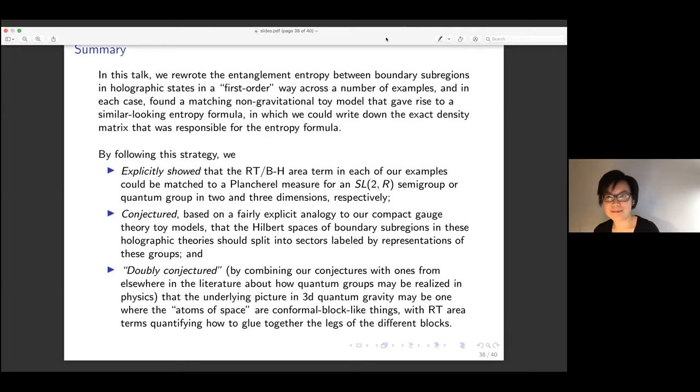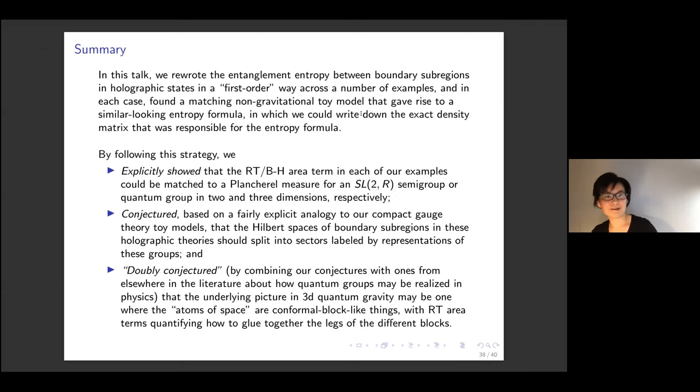But to step back onto more solid ground and conclude, here's the summary. So in this talk, I rewrote entanglement entropy between boundary subregions in holographic states in a first order way across a number of examples. And in each case, I found a matching non-gravitational toy model that gave rise to a similar looking entropy formula, where in the toy model, we could write down the exact density matrix that was responsible for the entropy formula.